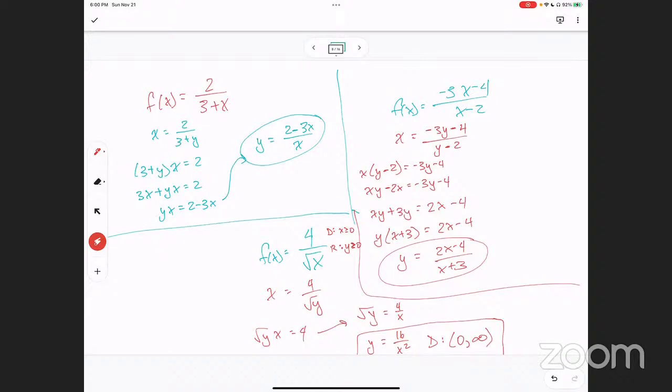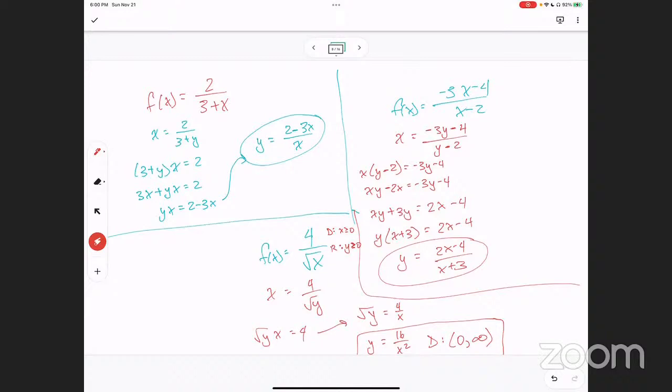The reason is because the range of the original was only positive numbers. That's the reason. So for the domain, you should not be plugging negative numbers in, because that did not exist in the original function.